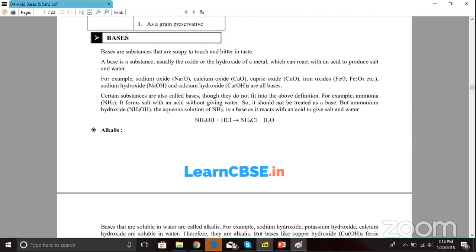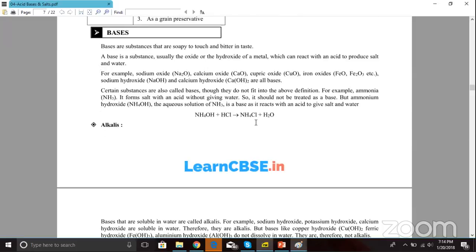So it should not be treated as a base, but ammonium hydroxide, the aqueous solution of NH3, reacts with the acid to give salt and water. So NH4OH is nothing but ammonium hydroxide, which can react with HCl. The OH minus is taken by the hydrogen, so it forms H2O plus NH4Cl, ammonium chloride.